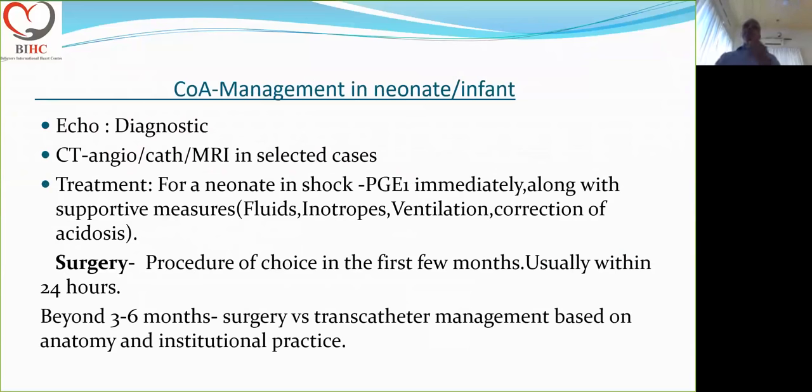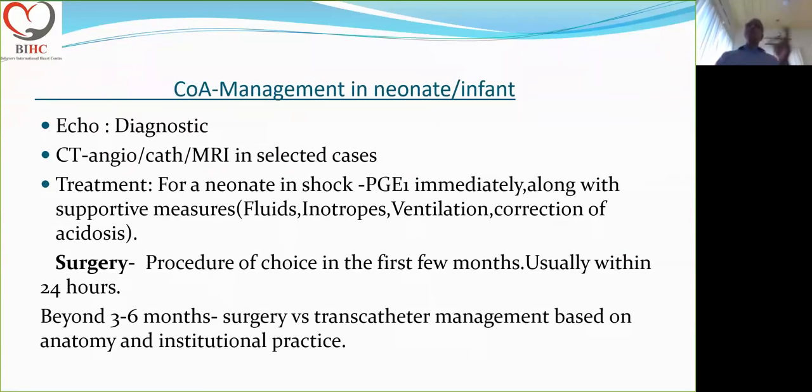How do you manage such a child? It's very important that you try to manage them before you pass the baby on to a tertiary care center. If you have access to echo, that's of course diagnostic. In the tertiary care center, quite often an echo is all the imaging that we are going to do.